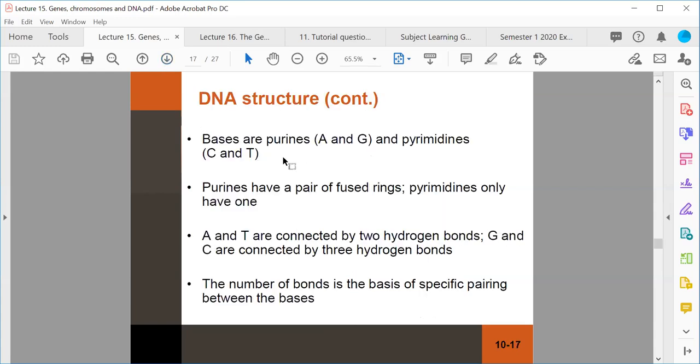All right, a little bit more revision. Purines include A's and G's, pyrimidines are C's and T's. Purines have a pair of fused rings, whereas the pyrimidines only have one ring. A's and T's are connected by 2 hydrogen bonds, G's and C's are connected by 3 hydrogen bonds, and of course this is the basis of the base pairing rules that you're also familiar with.